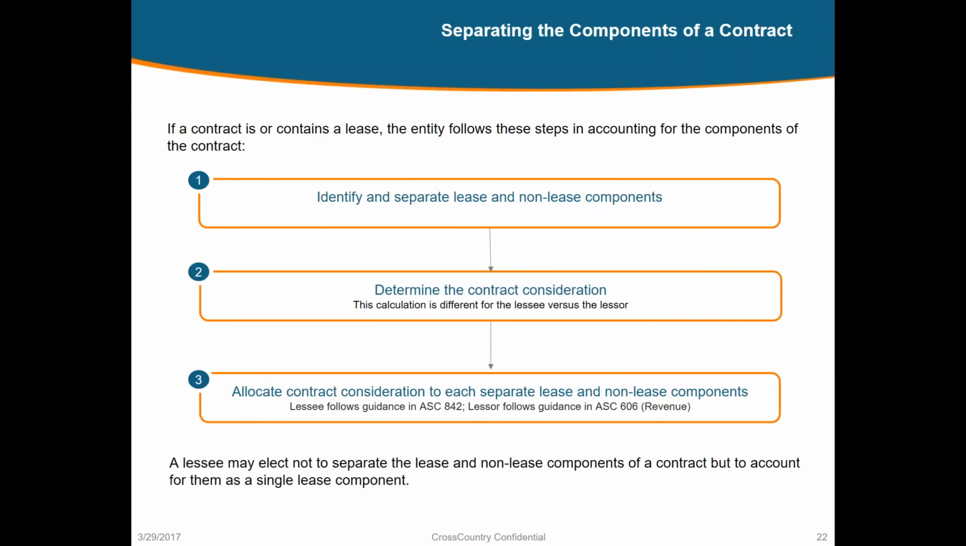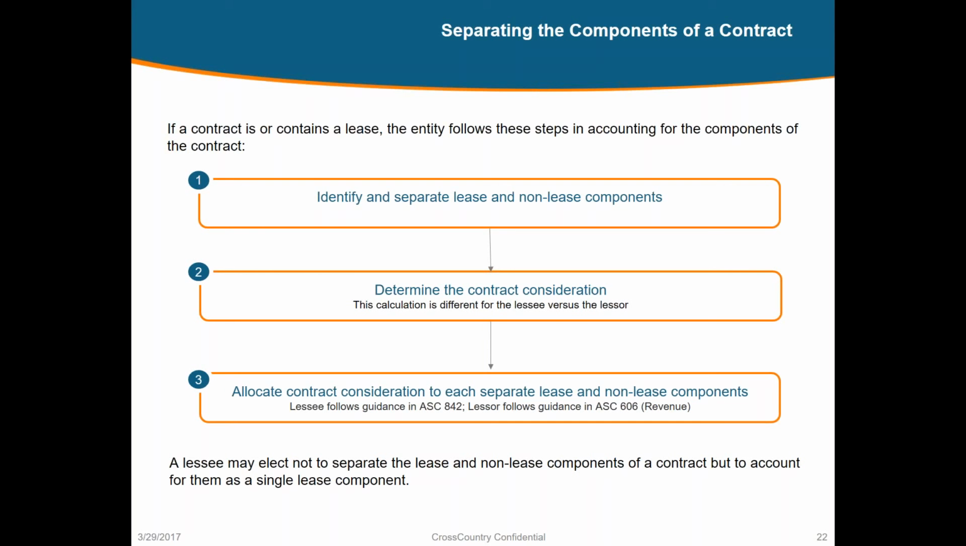The first step in separating components of a contract is to identify lease and non-lease components based on the definition of a lease. The second step is to determine the contract consideration. For the lessee, this includes the lease payments and the following payments not included in lease payments: any fixed payments, such as monthly service charges, plus any incentives paid to lessees, and variable payments dependent on a rate or an index that are essentially fixed.